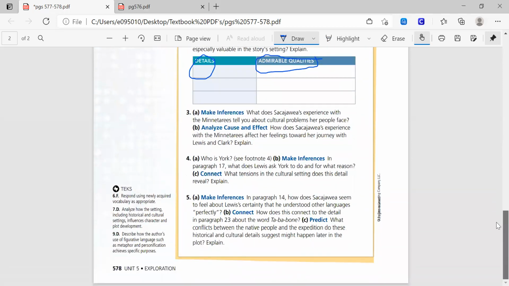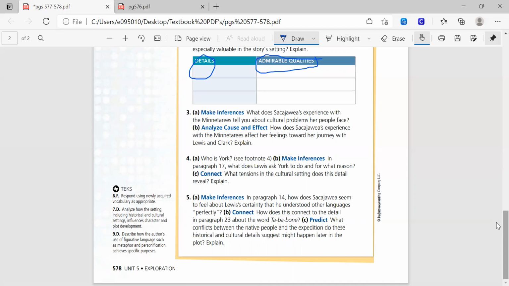Question 3, make inferences. What does Sacagawea's experience with the, I cannot say this word, I apologize, you guys, militaries tell you about cultural problems her people face? So you're going to have to go back in, read that part of the excerpt, and make those inferences based on what they tell you.